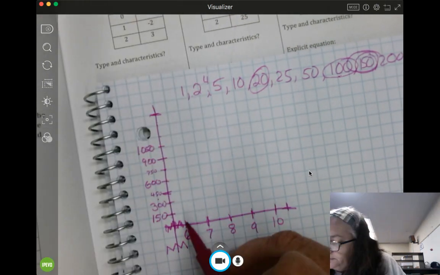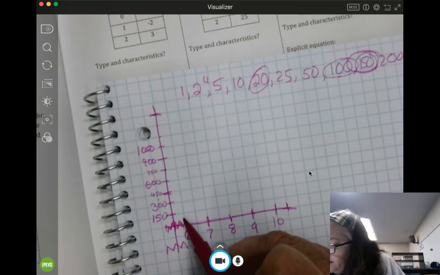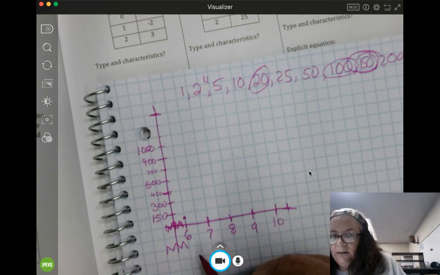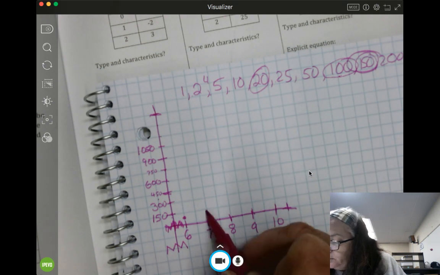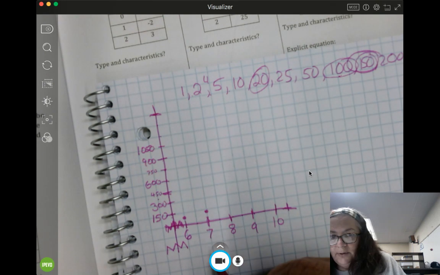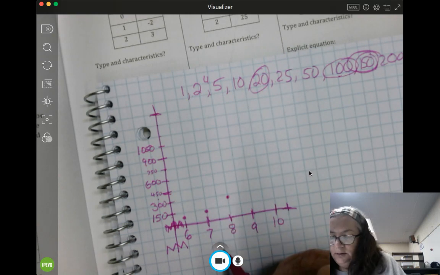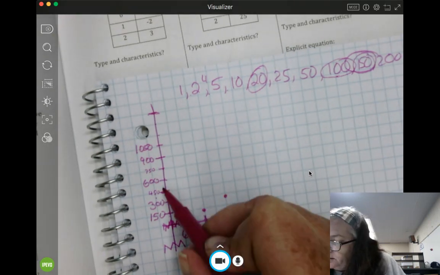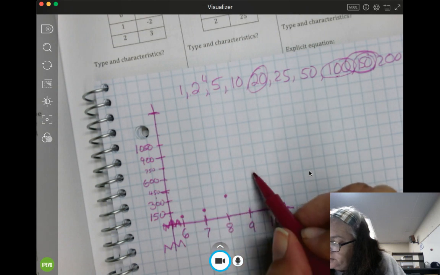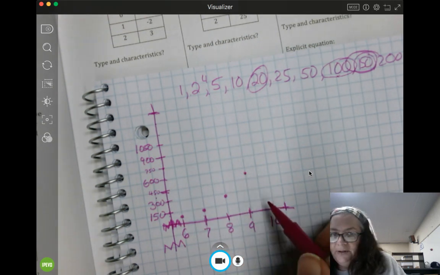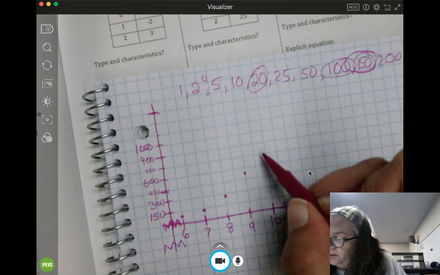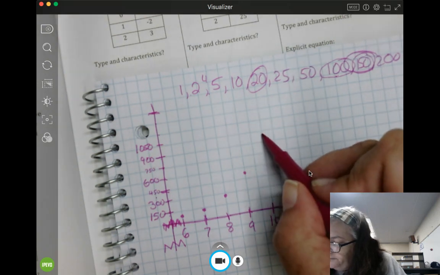6, 64. 64 is not quite halfway to 150. So 6, 64 would go there. 7, 128. Okay, still not quite to 150. So I'm going to put it right there. 8, 256. So 256 should be somewhere between 150 and 300, but closer to 300. 512. Well, here's 450. So 512 is going to be a little above 450. And then for 10, it's 1,024. So here's 1,050. There's 1,024.